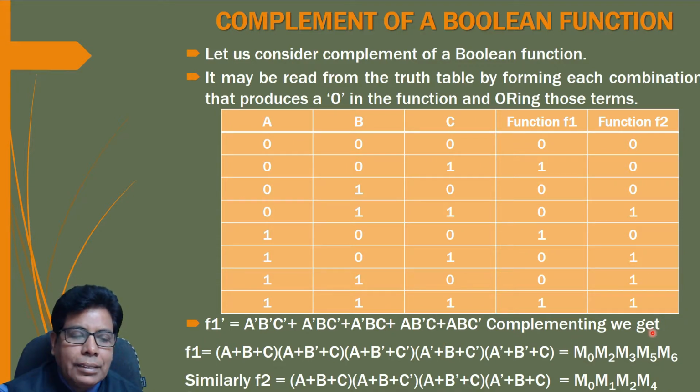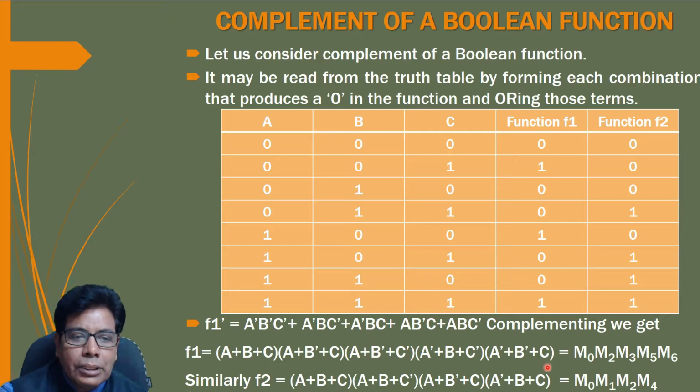So if we complement this, De Morgan's theorem already says that if you take the complement of products, we will get the sum of the complements. So this will change to a plus b plus c, then this will be a plus b dash plus c, then this will change to a plus b dash plus c dash, this will change to a dash plus b plus c dash, and this will change to a dash plus b dash plus c.